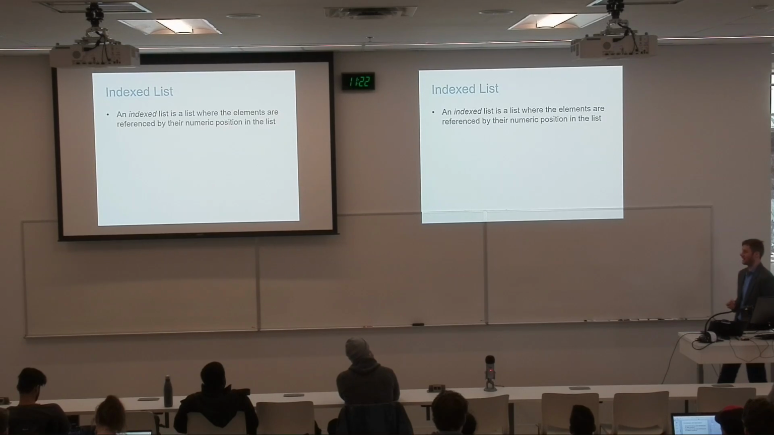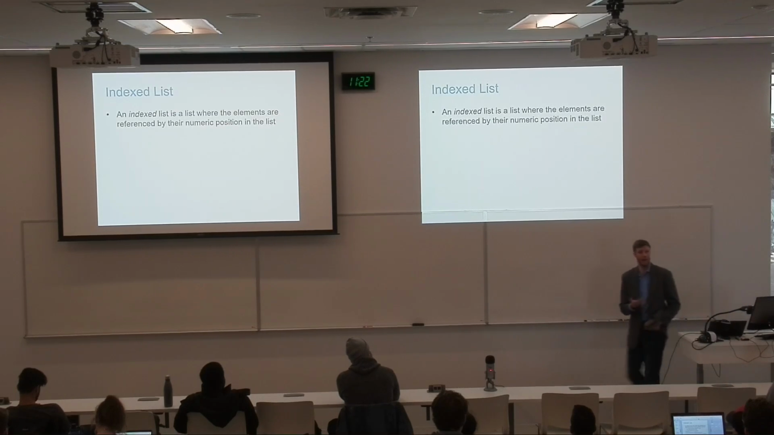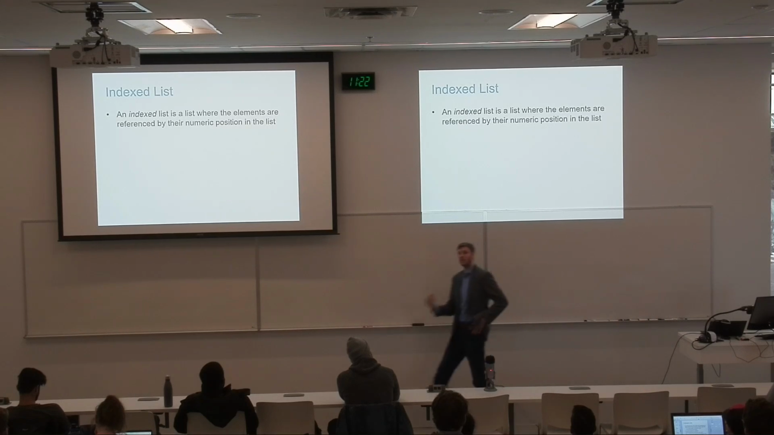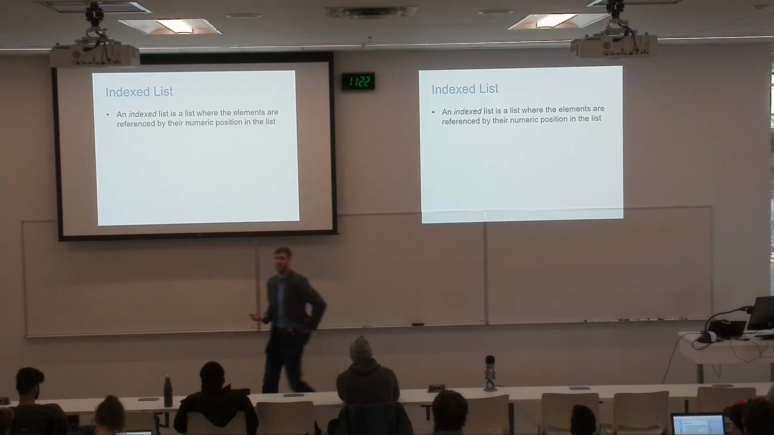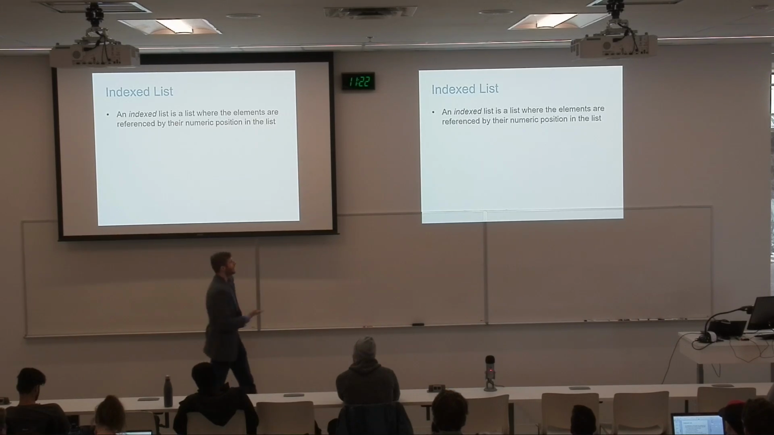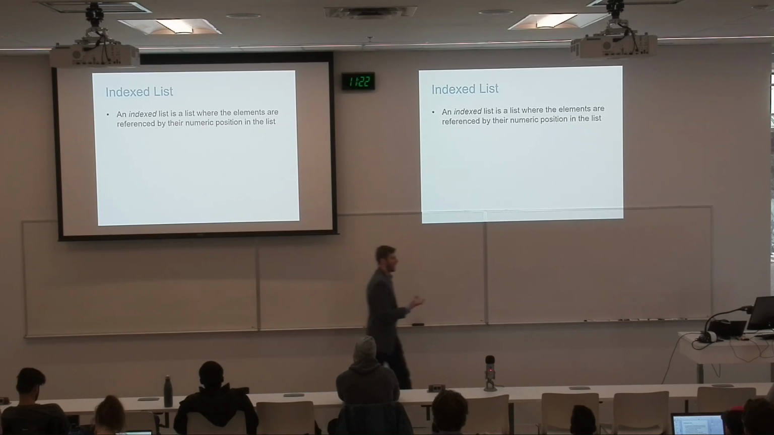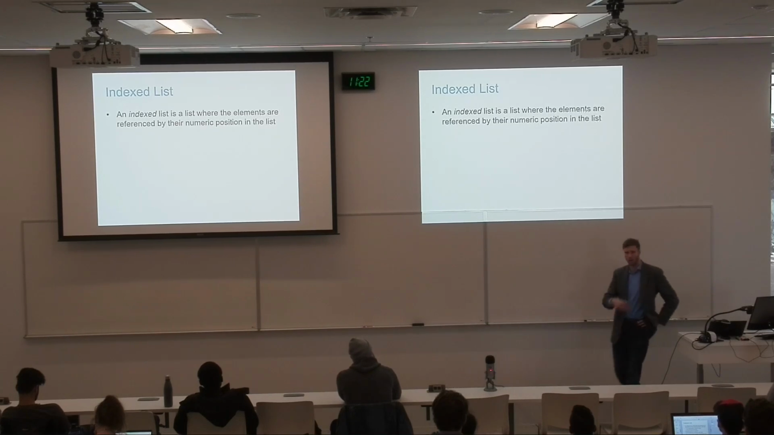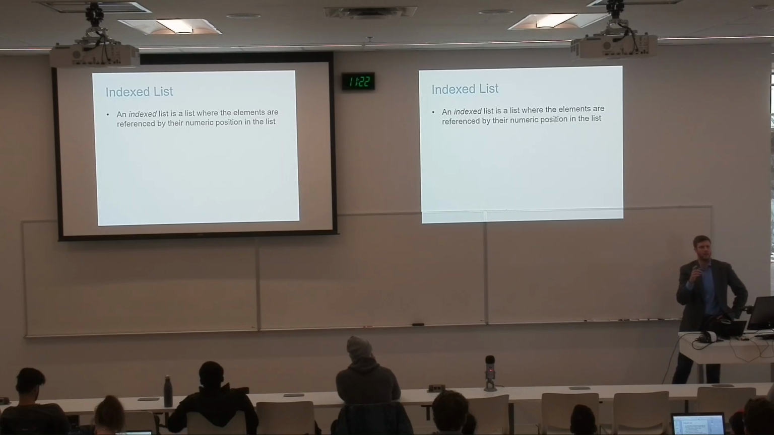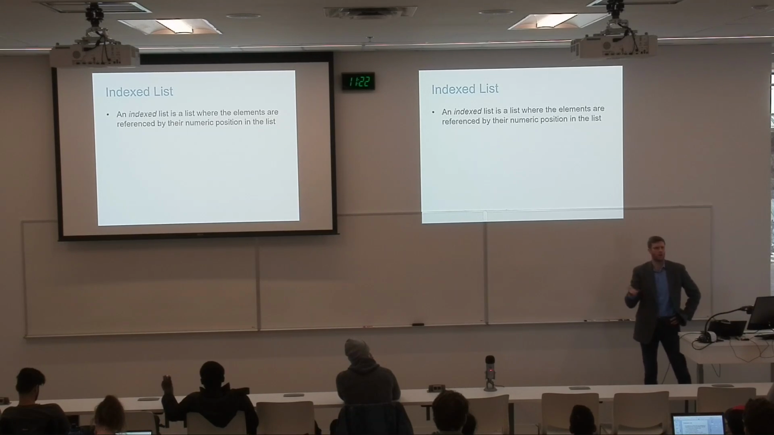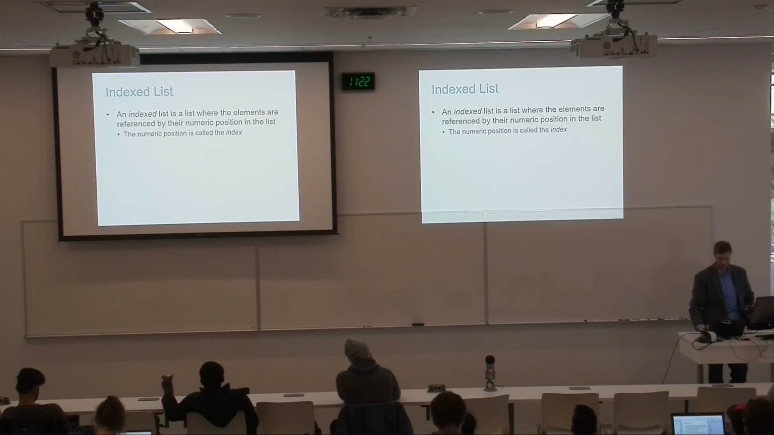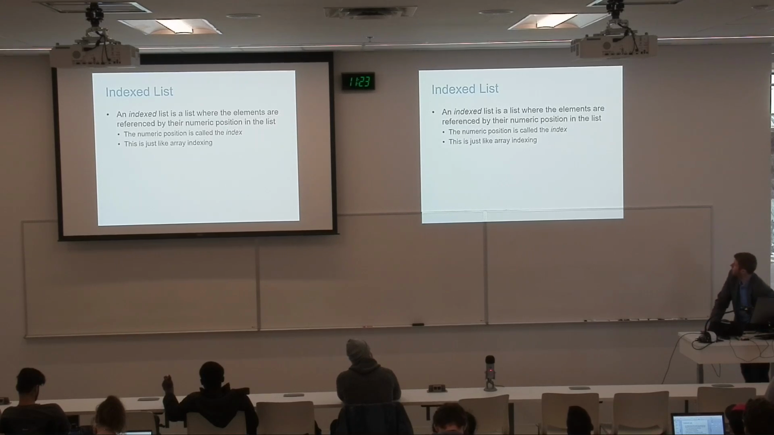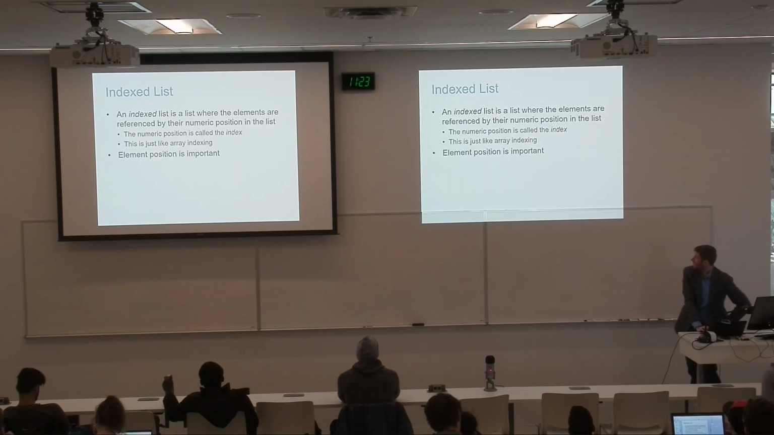And an index list. Now this is going to be what you're familiar with in Python. The lists that you've been using in Python are a special type of list, an index list. This is a list where the elements can be referenced by an index, kind of like an array. But it's more general than an array, because it's an array that can grow arbitrarily large and whatnot. So the numeric position is called the index, big surprise. It's just like an array.